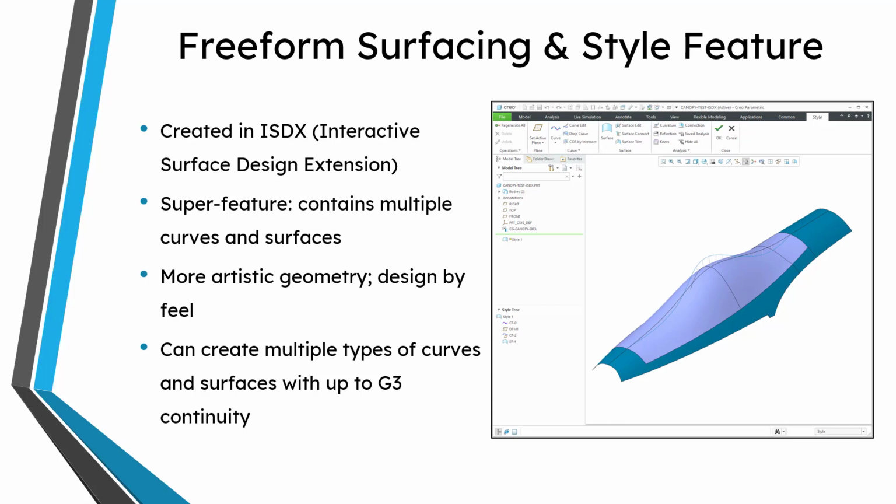And the difference between ISDX or style features and regular parametric surfacing is that you're more designing by feel. You're creating curves and you're moving them around in three-dimensional space. You're creating surfaces through those different curves. And when you make changes to those curves, you can see the surfaces update in real time. And one of the advantages of using the style feature is that you can create continuity up to G3.